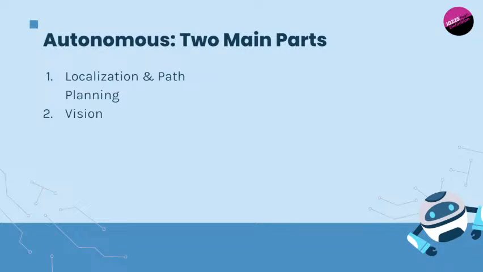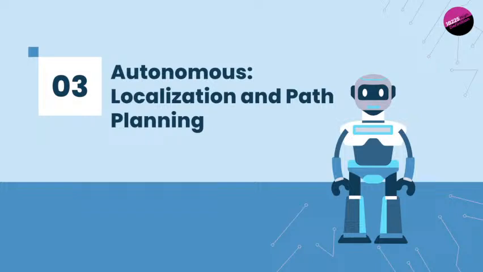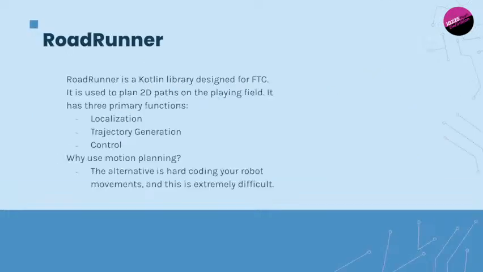So there are two main parts of autonomous. The first part is localization and path planning, which is basically how your robot moves across the field. And number two is vision, so computer vision. First we'll go over a brief overview of localization and path planning. Generally, a lot of teams are going to use this software called Roadrunner, a Kotlin library designed for FTC. It's used to plan 2D paths on the field. It can be used for localization, which is to know where your robot is on the field, trajectory generation, which is moving your robot, and then control.